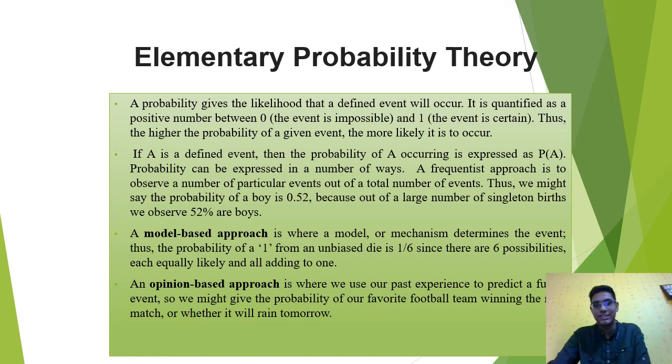For example, in test matches in England, there was very heavy rain. So from past experience, if for example we have a test series of 5, and we learned that in the first three test matches it rained in England, then on the fourth match I can give an opinion that yes, it will rain today also. So this is an example of the opinion based approach, and this is the end of elementary probability theory for now.